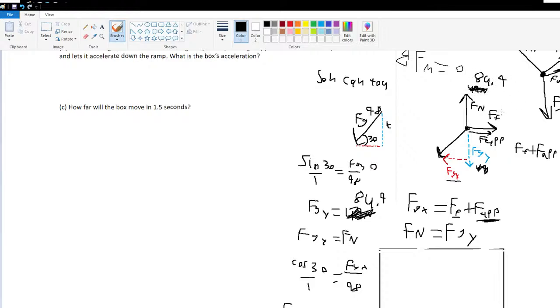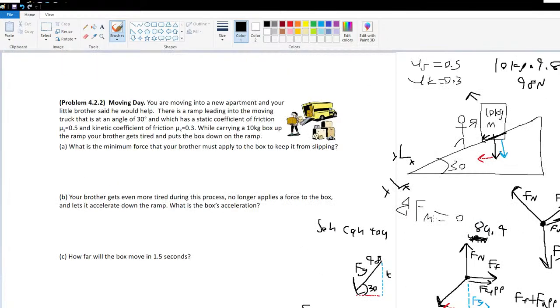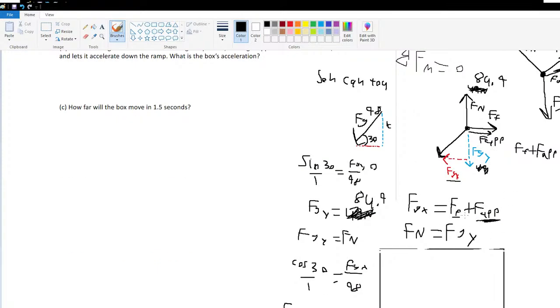84.9. That's a good check too: when you're doing trig, you should be able to intuitively realize that the force of gravity down is going to be more than the force of gravity to the side, right? Because it's like 30 degrees.